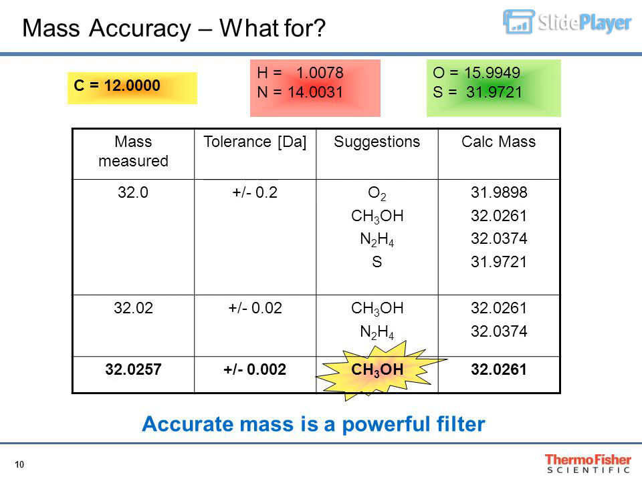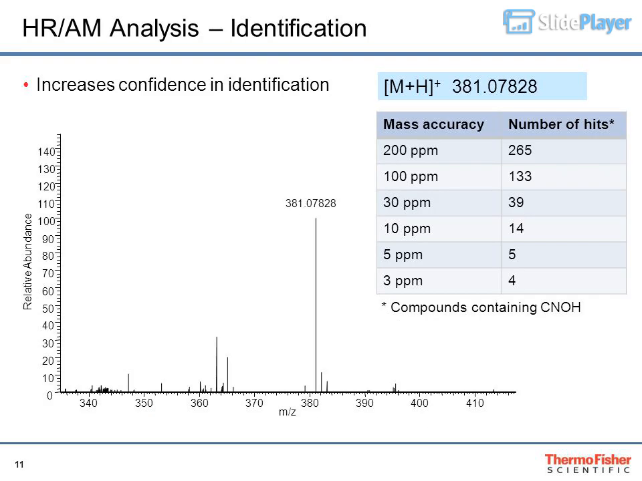A large number of elemental compositions, peptide candidates, can be excluded just by applying a simple filter, maximum allowed mass deviation. Accurate mass is a powerful filter. HR/AM analysis, identification. It increases confidence in identification. M plus H plus 381.07828.